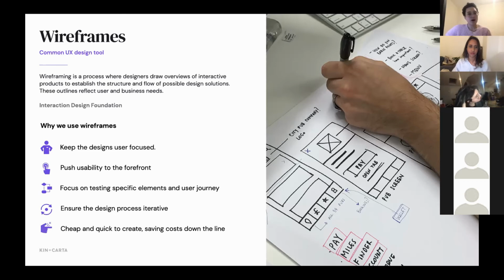So why do we use wireframes? Well, they help to keep the designs user-focused. They don't get distracted with, as we said, color and graphics and styling. They really push the usability to the forefront because they're able to focus on that. You can really focus on testing specific elements in user journeys. And they make the design process iterative so that we can adapt and edit the wireframes quickly based on the feedback. And they're cheap and quick to create, saving costs further down the line.